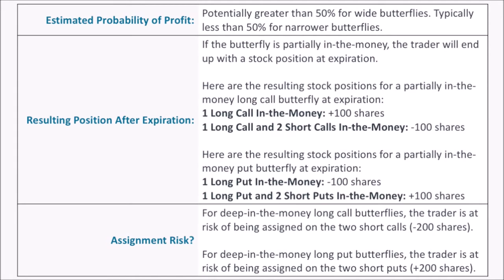Now, if you have one long call and two short calls that are in the money, that one long call and one short call will offset each other, but you have that additional short call that's in the money, which will expire to negative 100 shares of stock.